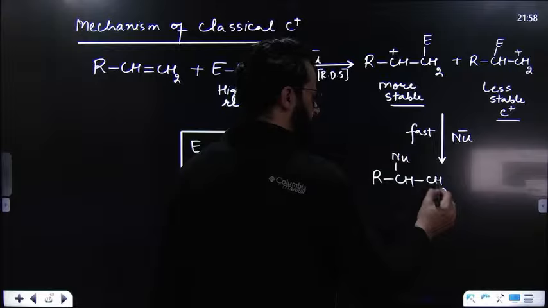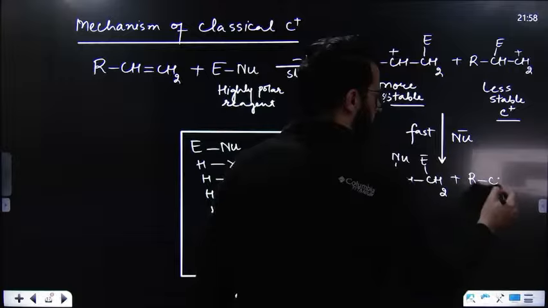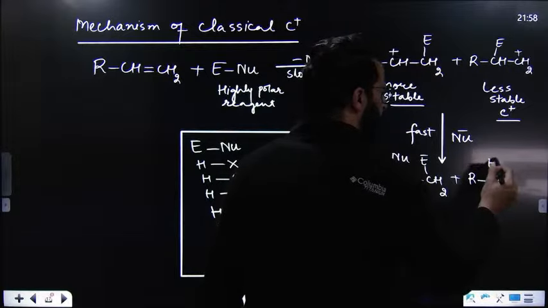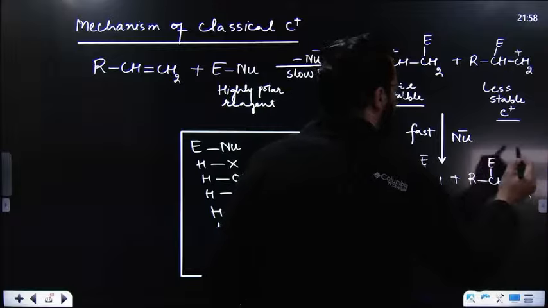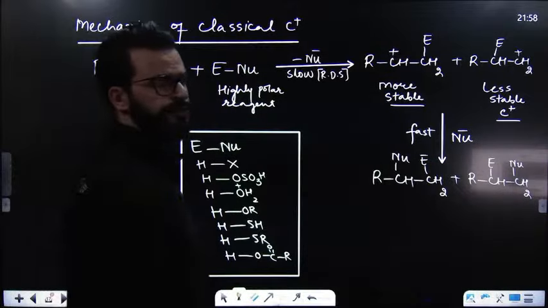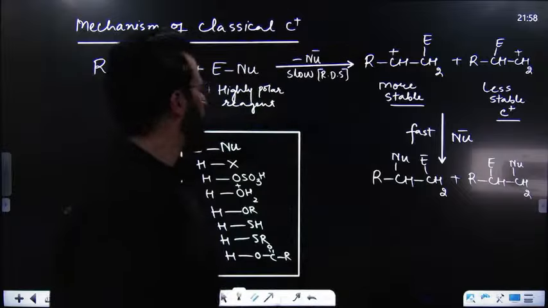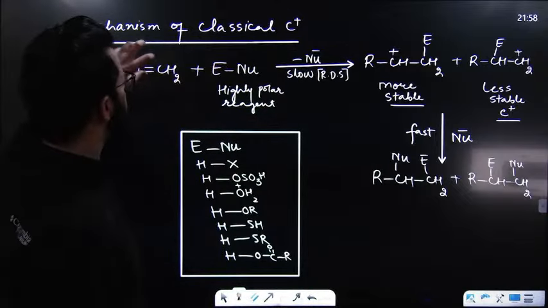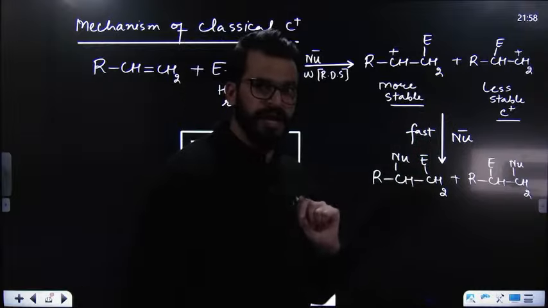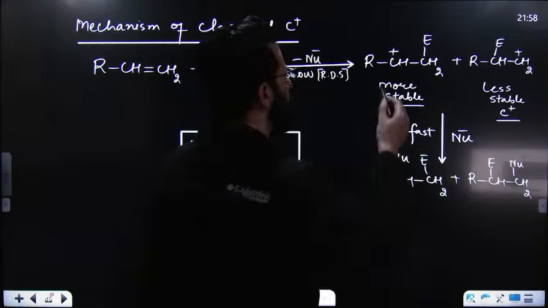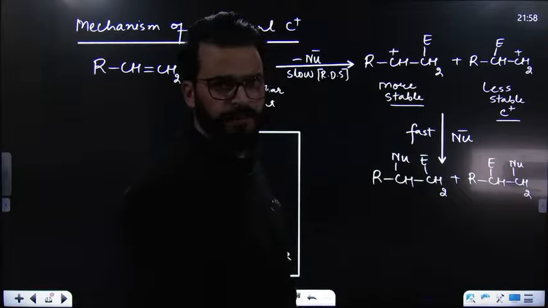Now tell me, can I say that during this reaction, electrophile and nucleophile have been added across the carbon-carbon double bond? So this is an addition reaction. But among electrophile and nucleophile, it is the electrophile which is added first to this substrate. Hence, this is an electrophilic addition reaction. And this reaction takes place via a carbocation which is fully developed. That means classical carbocation mechanism.